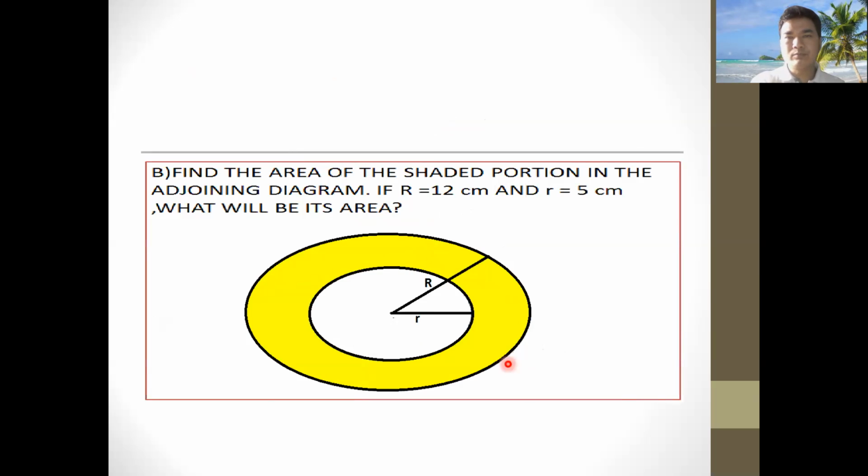Now here in B, find the area of the shaded portion in the adjoining diagram. If the radius of the bigger circle is 12 centimeter and small r is 5 centimeter, what will be its area? This is the adjoining figure. The bigger radius is capital R, the small one is small r. Capital R is 12, small r is 5. We have to find the area of the big circle. From the big circle area, subtract the small circle area, then this shaded part will come. It's so easy.